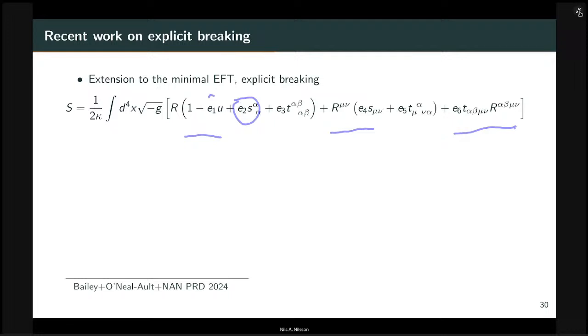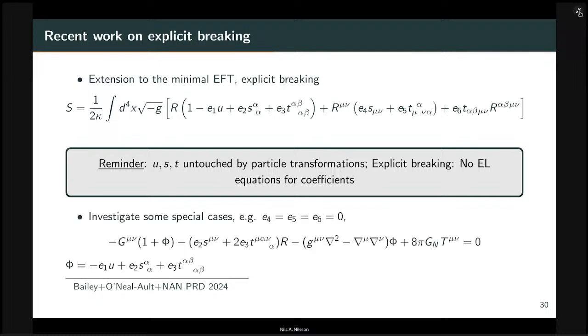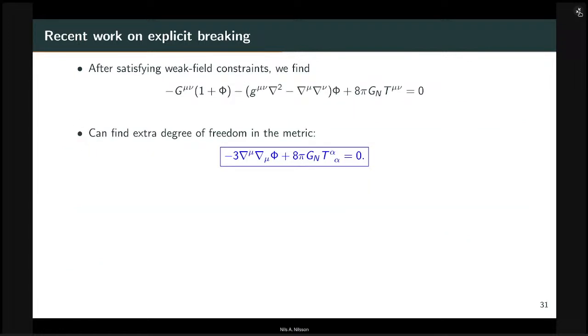And so we wrote down the most general action we could think of at mass dimension 4, derivative expansion 2. Let me just very briefly show you what we found. It was actually more interesting than I originally thought. The Einstein equations are this. This is okay. And then, if I pick some subset of these coefficients that I want to look at, and I satisfy the weak field constraints that we already know, then I get an equation that looks like this.